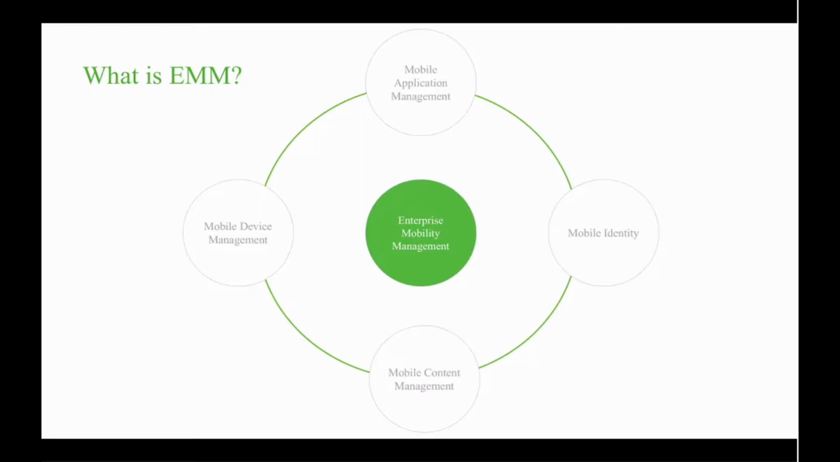Then we have things like mobile content management. And this is where we can push content like PDFs or other types of ebooks and textbooks out to devices. So you can actually start managing the type of content that is being held on the devices. Incredibly useful for education, incredibly useful for, let's say, factories or manufacturing, or even mobile point of sale systems and things like that. And the last one here is mobile identity.